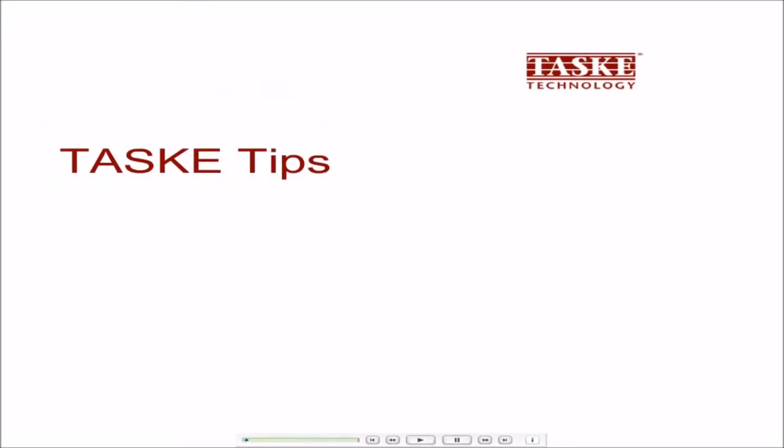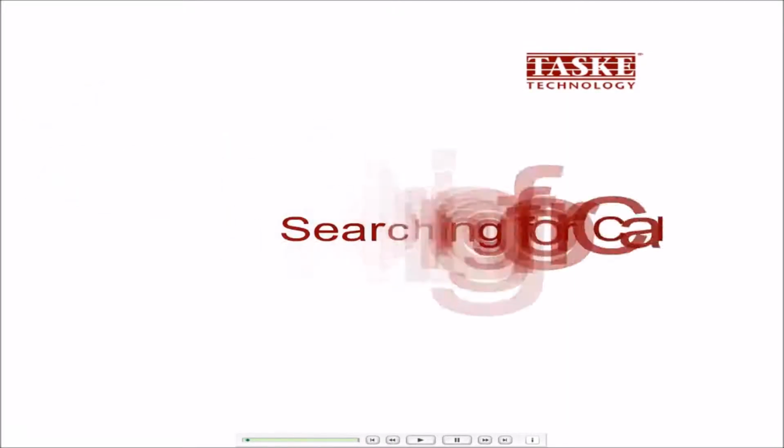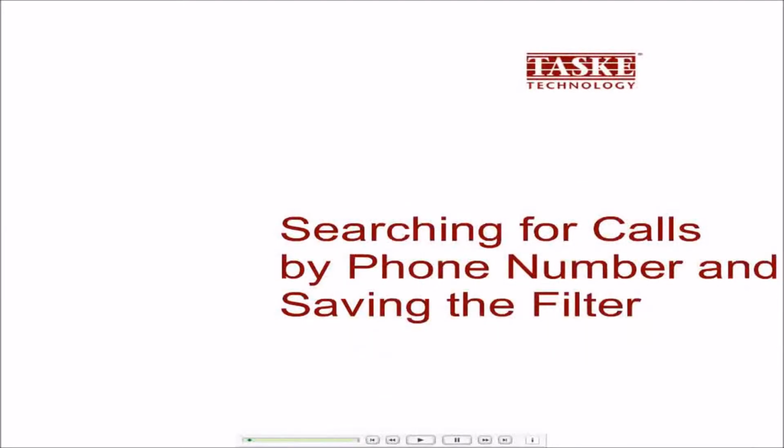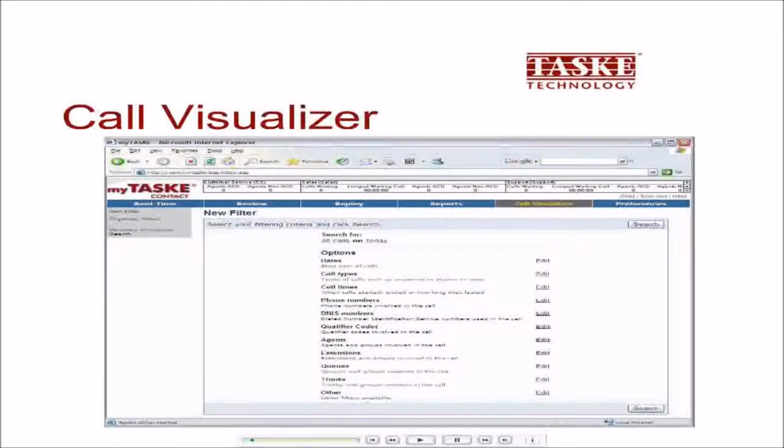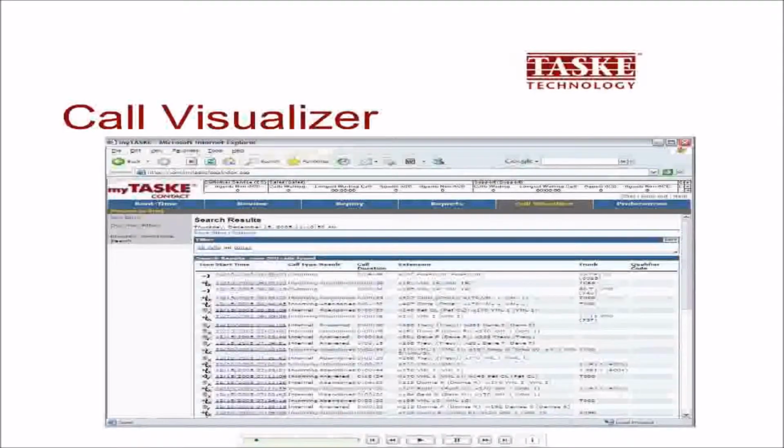This task tip continues to discuss how to use the call visualizer to search for specific calls to and from your company. Knowing exactly where an incoming call came from or where an outgoing call went to is important. This knowledge helps make sure your customers have a good experience and your employees are not abusing their telephone privileges.